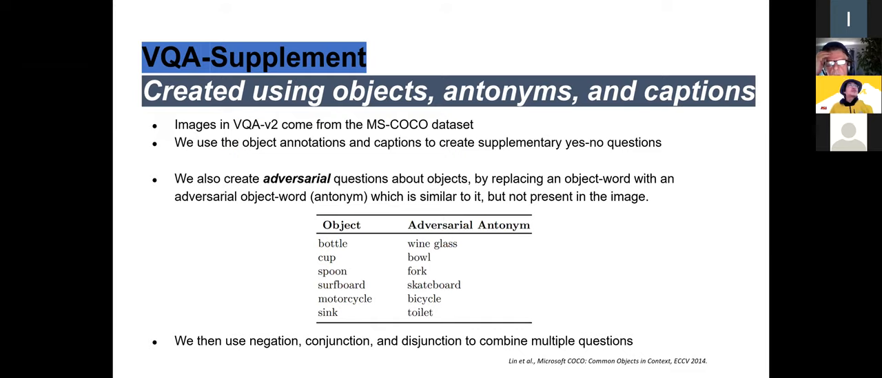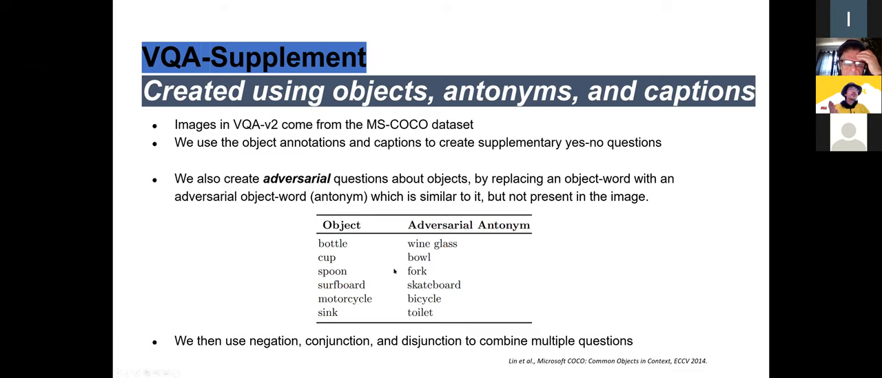And in order to make the data creation more diverse, we start using object antonyms and captions from MS COCO caption data. So we essentially use the object annotations and the captions to create supplementary yes and no questions from the original set. For example, when the input object is bottle, it could be supplemented with an adversarial antonym such as wine glass, or cup as bowl, spoon swapped with fork.